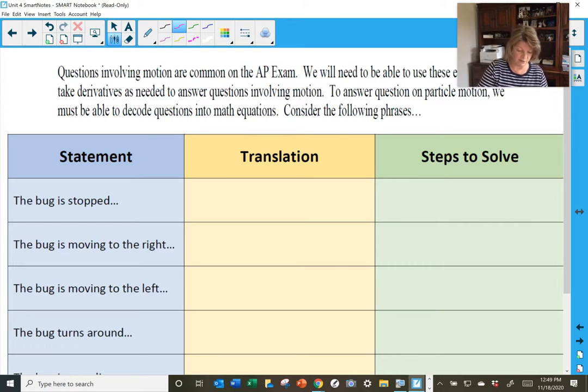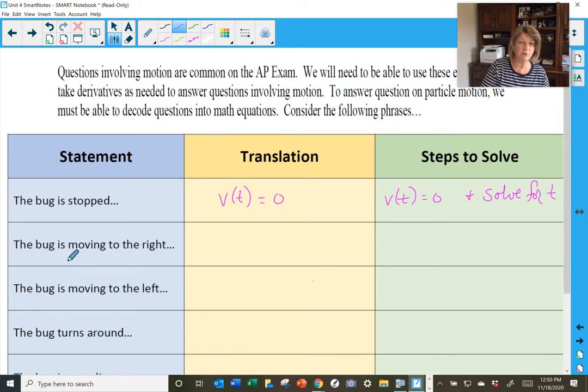Let's convert this stuff. So the bug is stopped. What would I look at to know if a bug has stopped? Well, I'd look to see if v of t equals 0, right? Velocity equals 0. Steps to solve. If I wanted to find out when that bug is stopped, I would take v of t, set it equal to 0, and solve for t, right? And then that would tell me the time at which the bug is actually stopped.